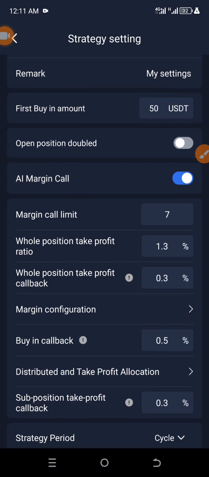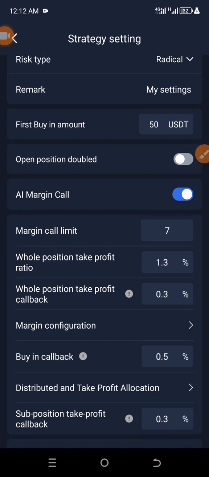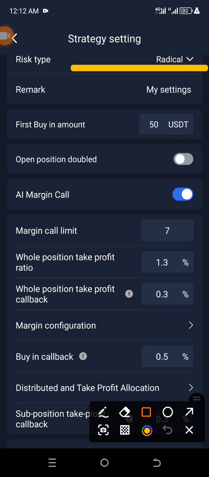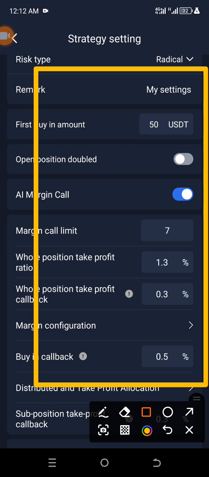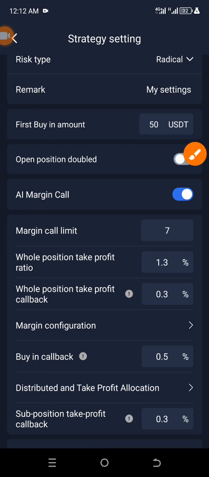Now let me explain what all these things mean. All these things you are seeing here are not just there for fun. The first buying amount simply means the amount of money you want to use to start this trade. That's what it means, first buying amount. Now, open position double. It means that whatever settings you have done here, you want the robot to do times 2 of that. But we don't use that.